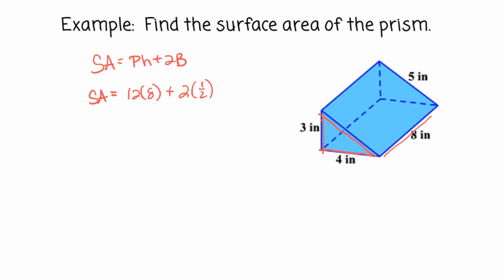So that's 1/2. I need to determine my base and my height. Well, I recognize this triangle here as a right triangle. 3, 4, 5, remember we talked about as a famous right triangle. So 3 and 4 are my base and my height of my triangle. So that's 3 times 4. So surface area gives me 96, plus 2 times 1/2, that's just a unit of 1, 3 times 4 is 12. So my surface area equals 108 square inches.